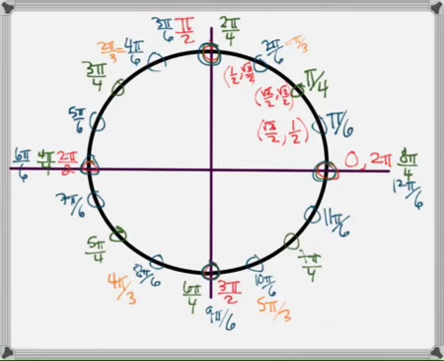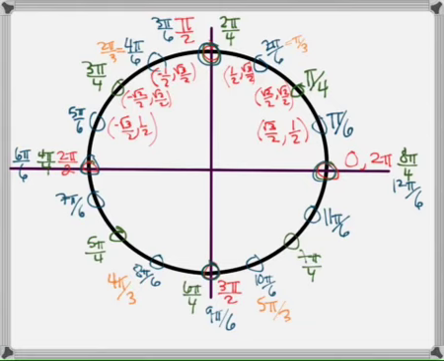If I want something in the second quadrant, I just change the sign on the x values. So it becomes negative root 3 over 2, 1/2; negative root 2 over 2, root 2 over 2; and negative 1/2, root 3 over 2. So my sine value for 5 pi over 6 is 1/2, and my cosine value for 5 pi over 6 is negative root 3 over 2. My sine value for 2 pi over 3 is root 3 over 2, and my cosine value for 2 pi over 3 is negative 1/2. So it allows me to get my values.